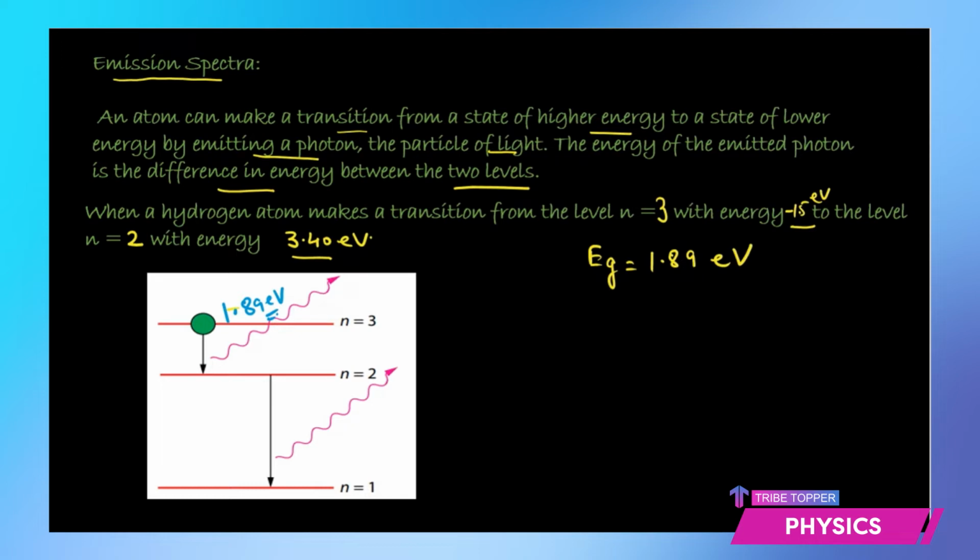But we'll convert this energy into joules. So the energy gap has an energy of 1.89 electron volt. You convert it into joules, which means you multiply with 1.6 into 10 to the power minus 19 joules. So you get 3.024 into 10 to the power minus 19 joules. So this much energy has to be emitted for the photon.